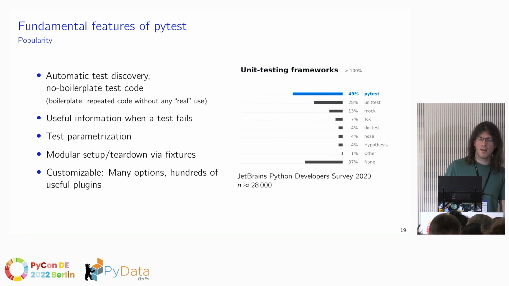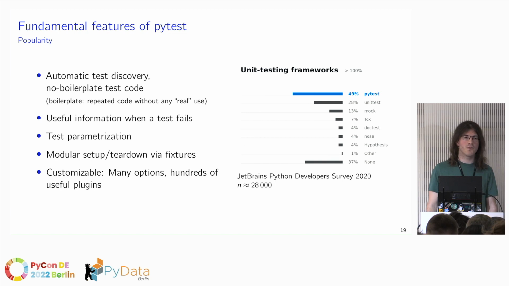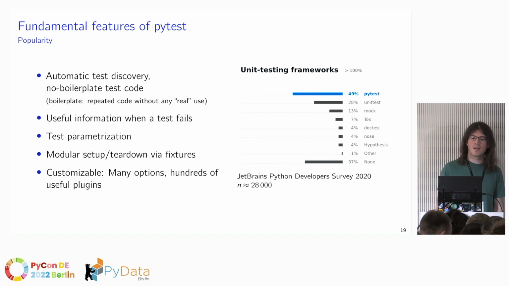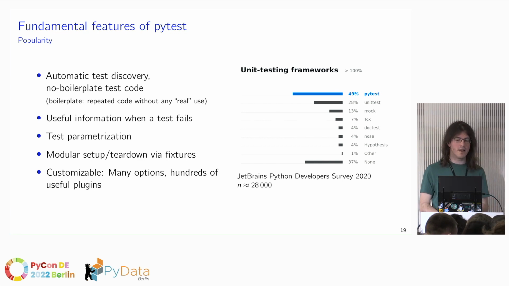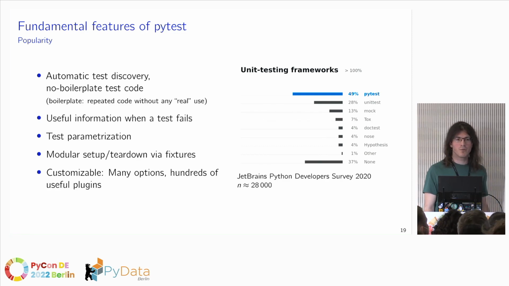And last but not least, it's also the most popular test framework in Python by far. So JetBrains, together with the Python Software Foundation, does a yearly developer survey. The one in 2020 had around 28,000 people who participated. The one for 2021 isn't out yet. They said it's almost finished, but not public yet.